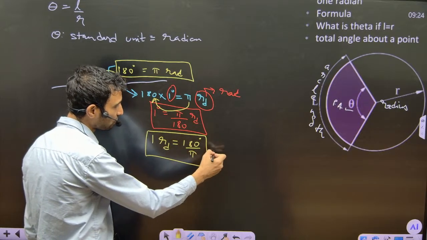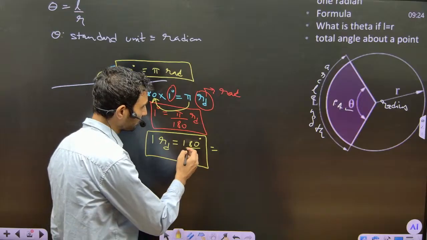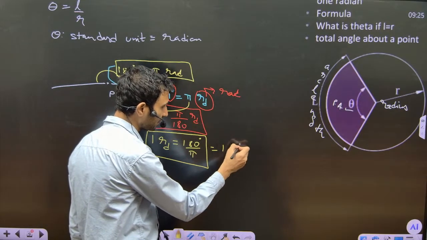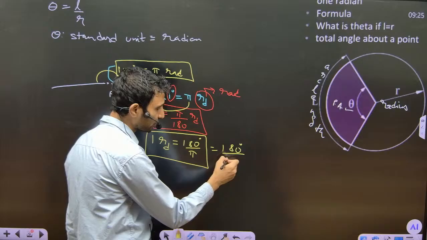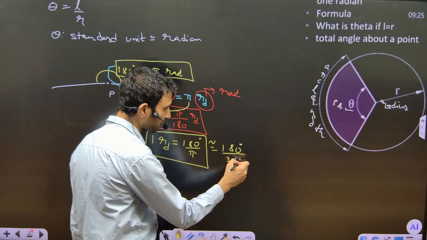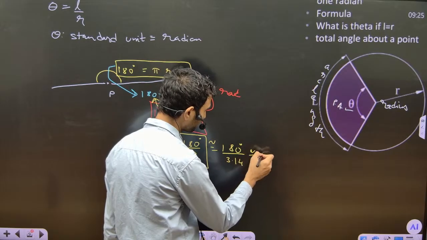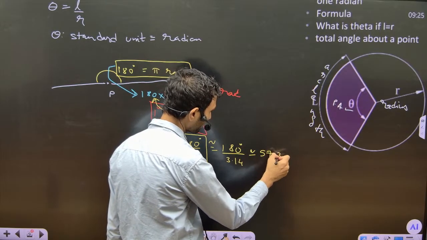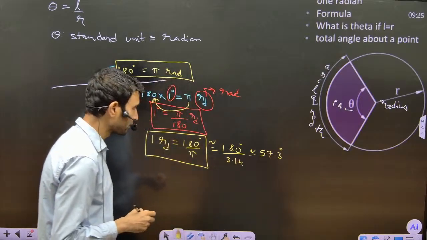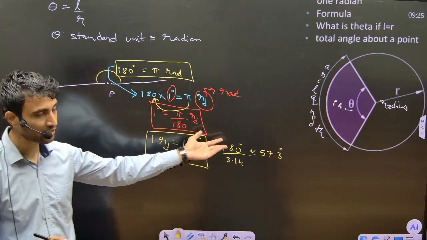You could also go ahead and divide that to find its exact value. That will be 180 degrees divided by pi, and pi, as you know, is around 3.14. That will give you, I think, 57.3 degrees. So 1 radian is actually equal to 57.3 degrees.